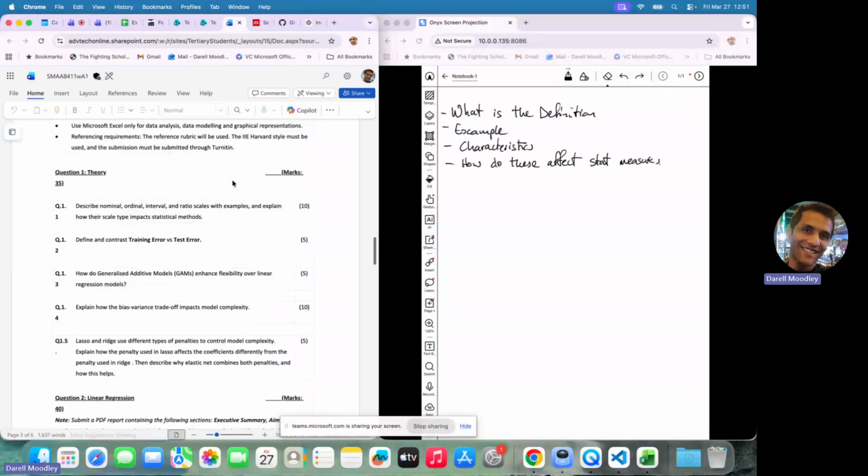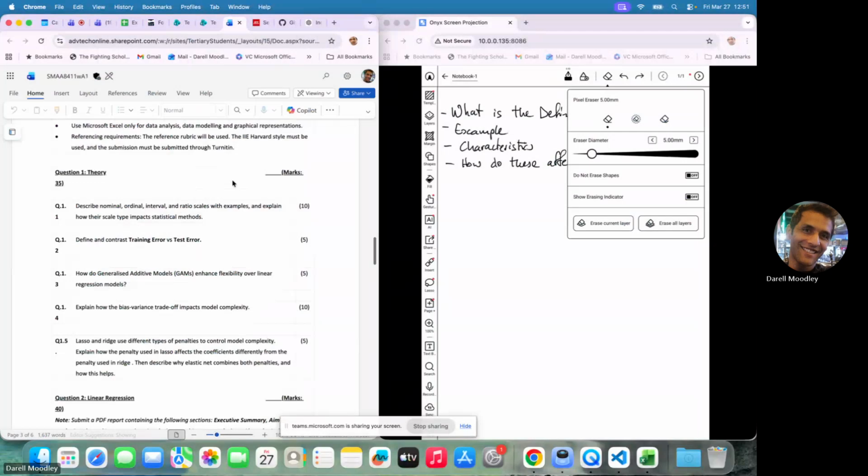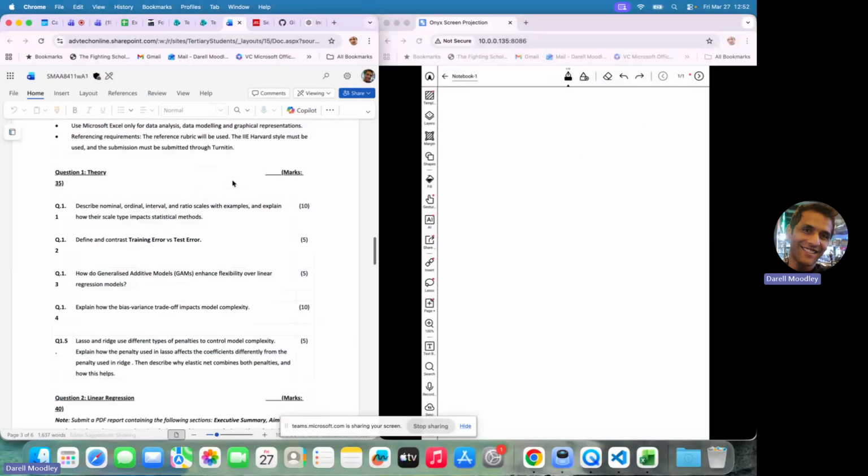So let me clear this. Cool. All right. So for 1.2, it's define and contrast training error versus test error. You can lay it out like that. So you'd have the train error here, and you've got your test error. And the points you basically want to cover for each of them are the definition, purpose, and the typical trend.